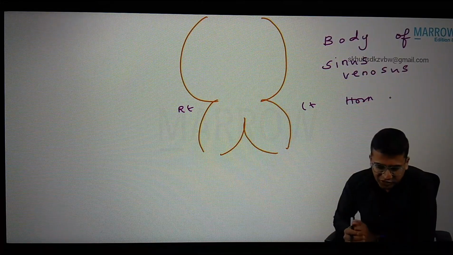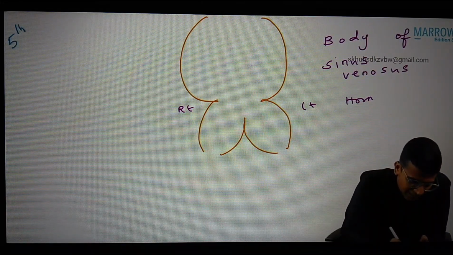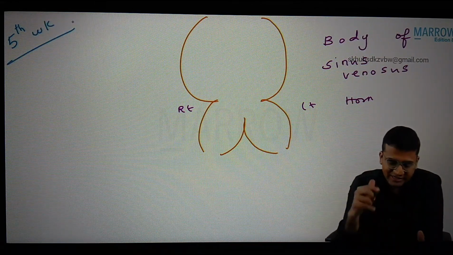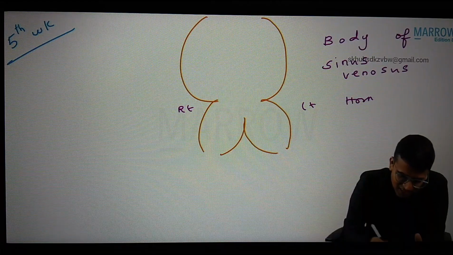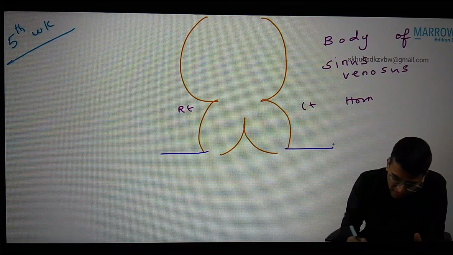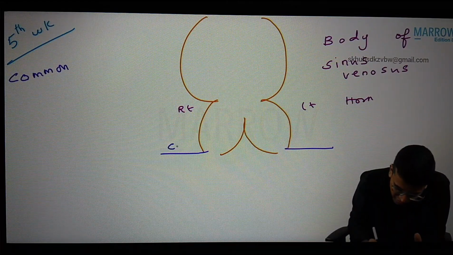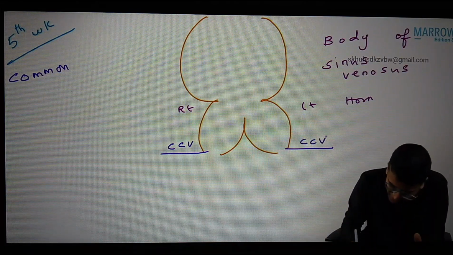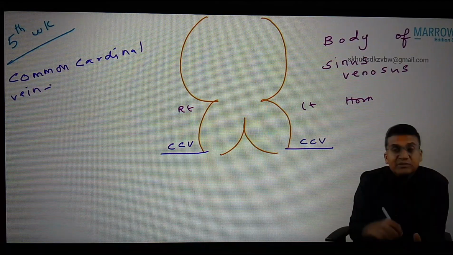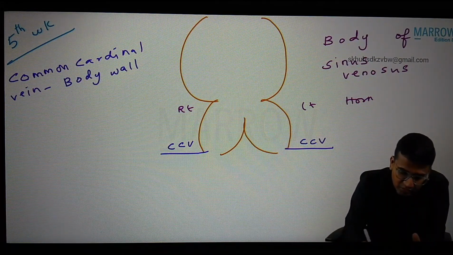Okay. Right. I told you each horn of sinus venosus receives three sets of embryonic veins. Now by fifth week, you can see the three sets of embryonic veins open into the horn of sinus venosus. Now first, this is our common cardinal vein. Common cardinal vein carries the blood from the body wall.